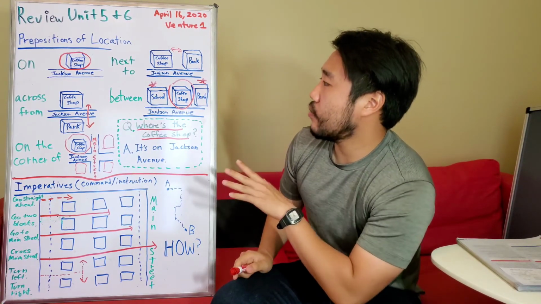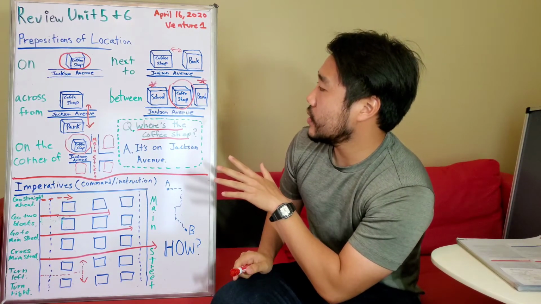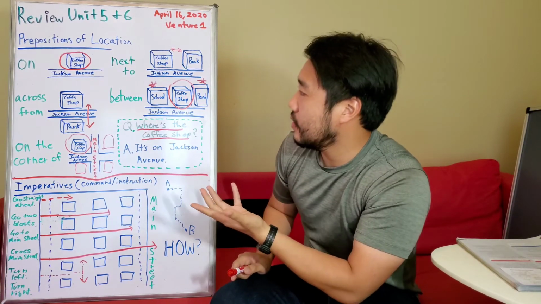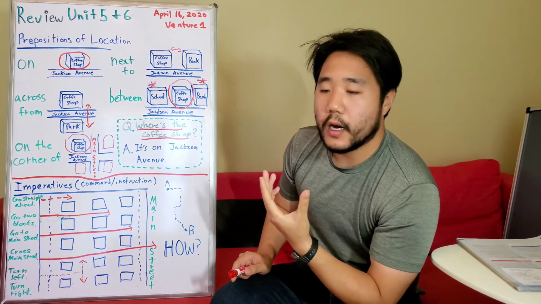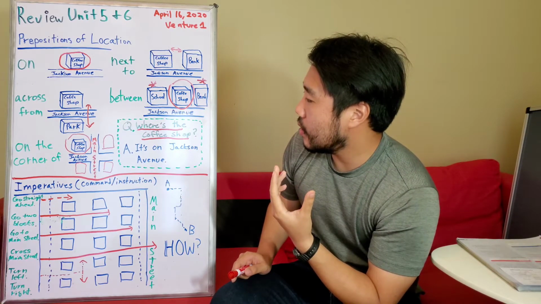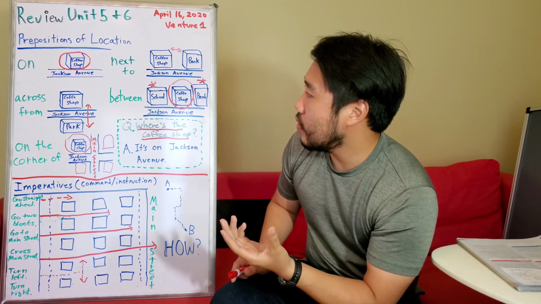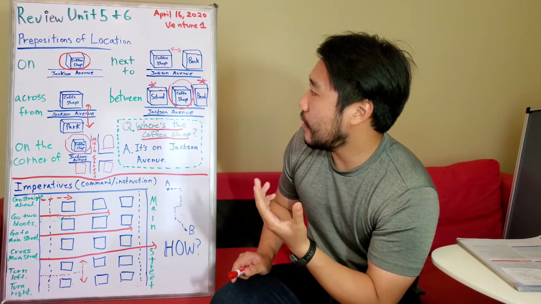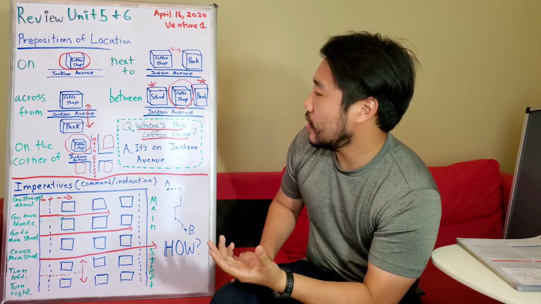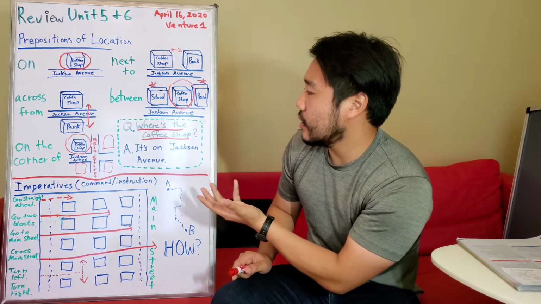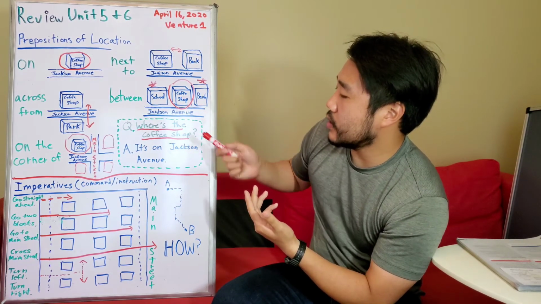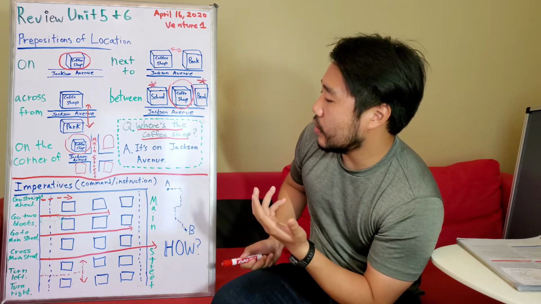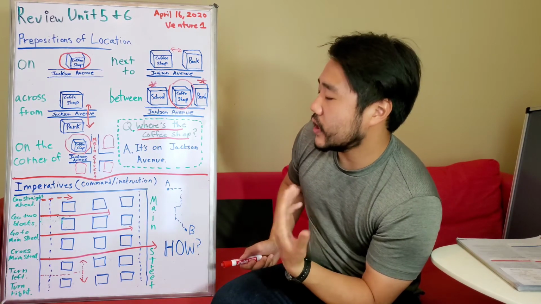So those are the 5 propositions of location to identify the location of those places. So now we know how to identify locations, and then how to answer them using those propositions. Now we're gonna review how to give directions.